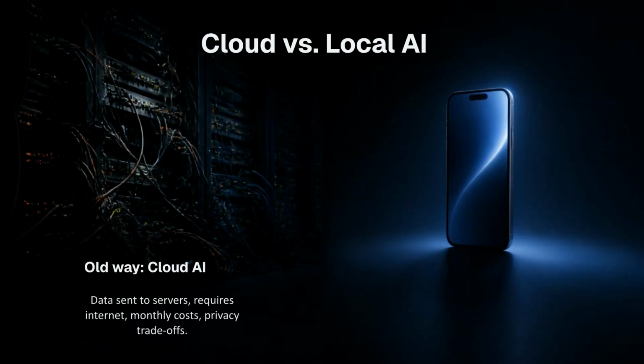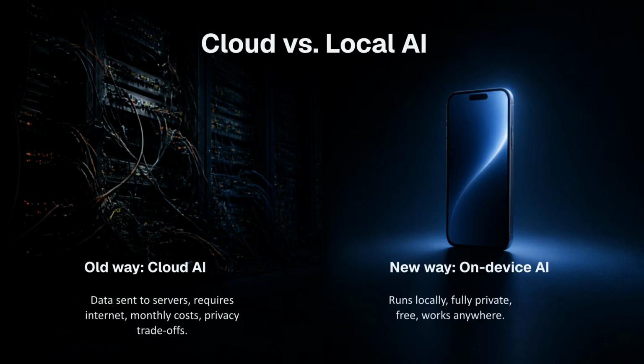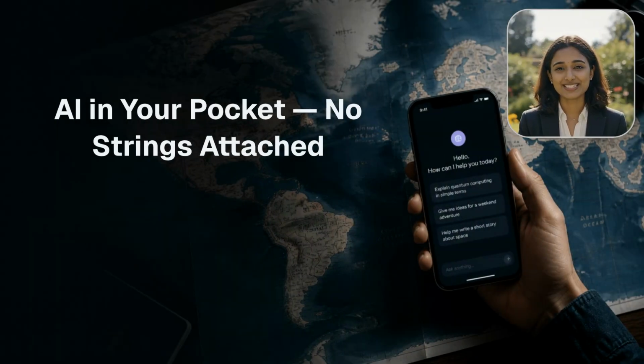Compare the old way of cloud AI, which sends data to servers, requires internet, and has monthly costs and privacy trade-offs, with the new way of on-device AI. On-device AI runs locally, is fully private, free, and works anywhere. AI in your pocket means no strings attached.